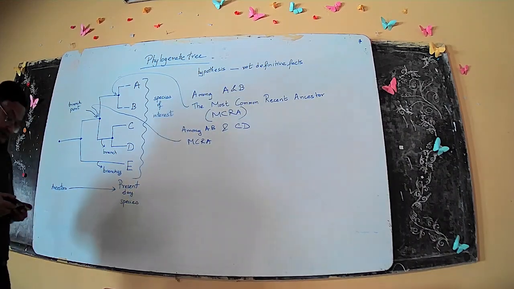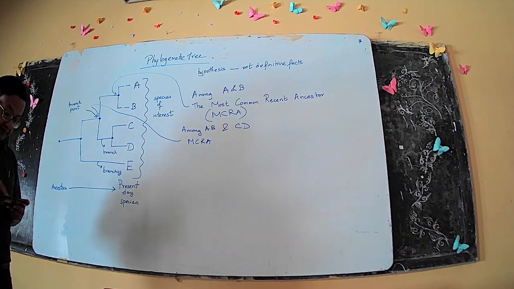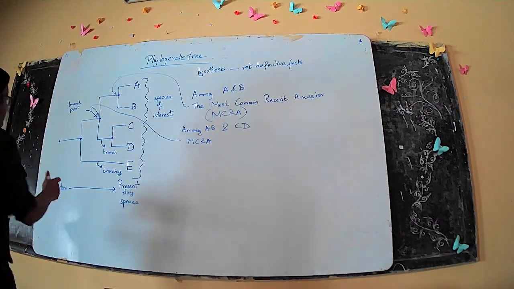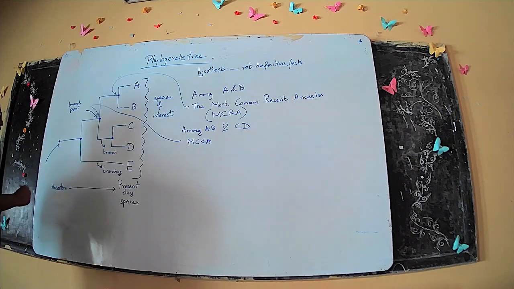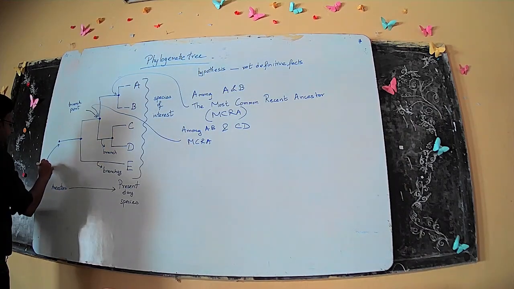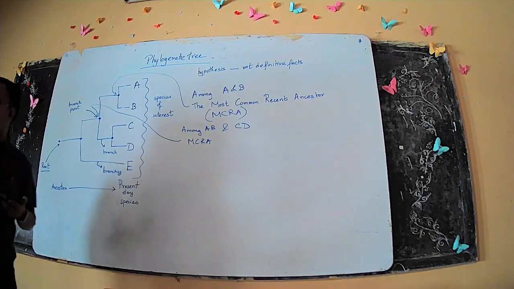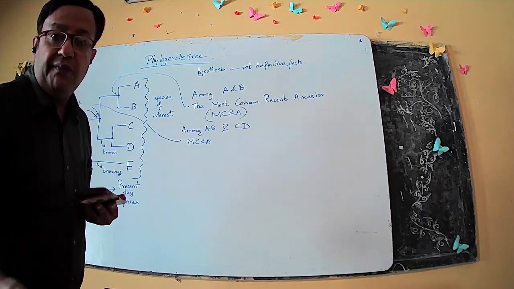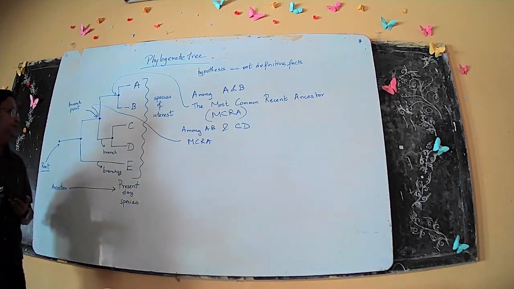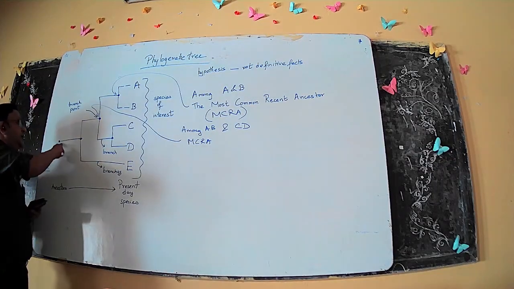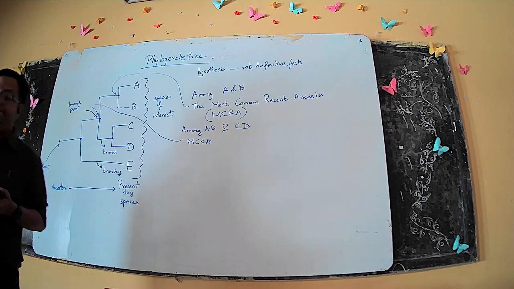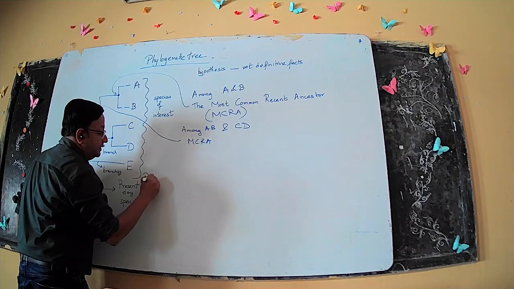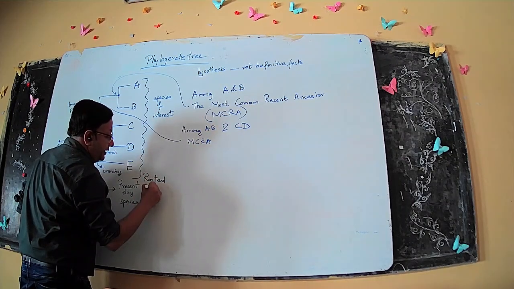So this point is known as the root. That is the root. So this is a rooted tree. This type of tree is known as a rooted tree.